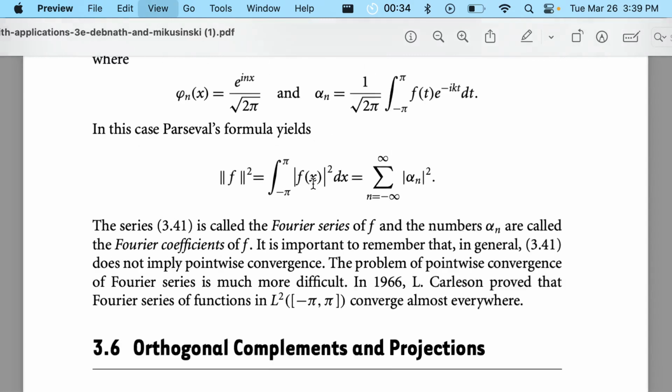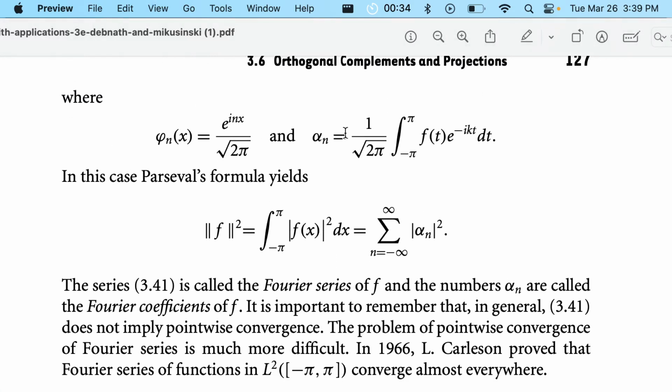So yeah, here's the relevant line from the textbook. This is the convergence of Fourier series. The series is called the Fourier series, and the numbers are called the Fourier coefficients. So they converge in L2. You also have nice things like the Parseval formula: if you take the L2 norm of f, that's equal to the sum of the squared Fourier coefficients. That was exactly what we called Bessel's equality before.